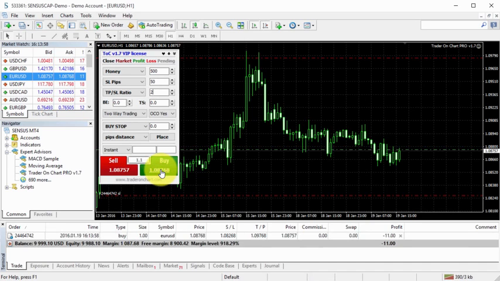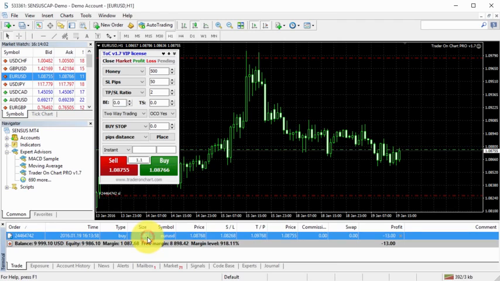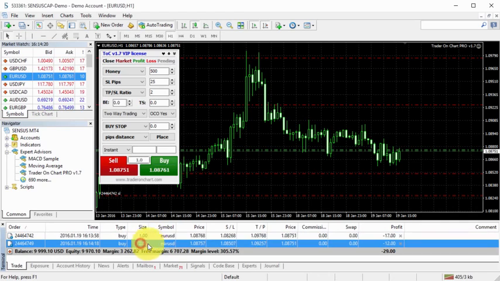I click buy, and it calculates immediately that I need a full lot size to risk $500 with a stop loss of 50 pips. If I make my stop loss smaller and then buy another trade, it will open 2 full lots. So now both of these trades, if they hit stop loss, will lose $500 each. That's how it works.